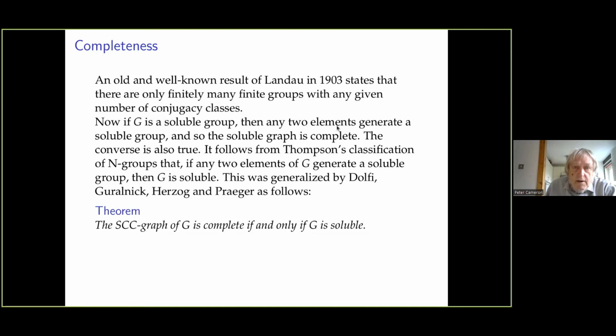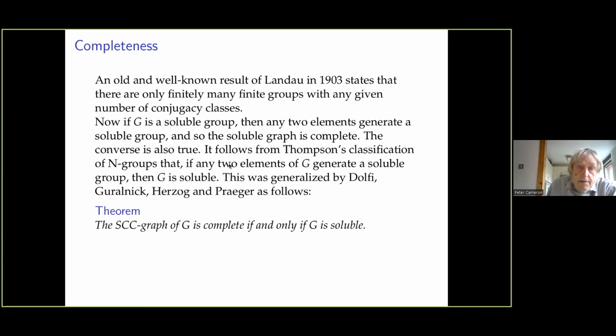If G is a soluble group, then any two elements generate a soluble group, so the soluble graph is complete. And the converse is also true. This follows from Thompson's classification of N groups. N groups include the minimal simple groups, and any N group is 2 generated. So if you have a group in which any two elements generate a soluble group, then the group can't contain a minimal simple group, can't involve a minimal simple group, and therefore it must be a soluble group.